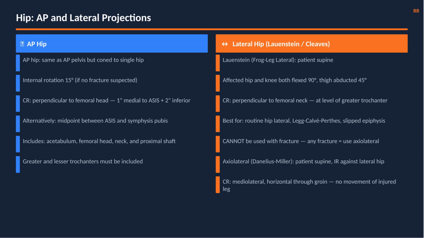Lauenstein, frog leg lateral. Patient supine. The hip and knee of the affected side are both flexed 90 degrees, and the thigh is abducted 45 degrees. The limb goes into a frog leg position. CR perpendicular to the femoral neck at the level of the greater trochanter. This is the routine lateral hip for non-trauma cases.